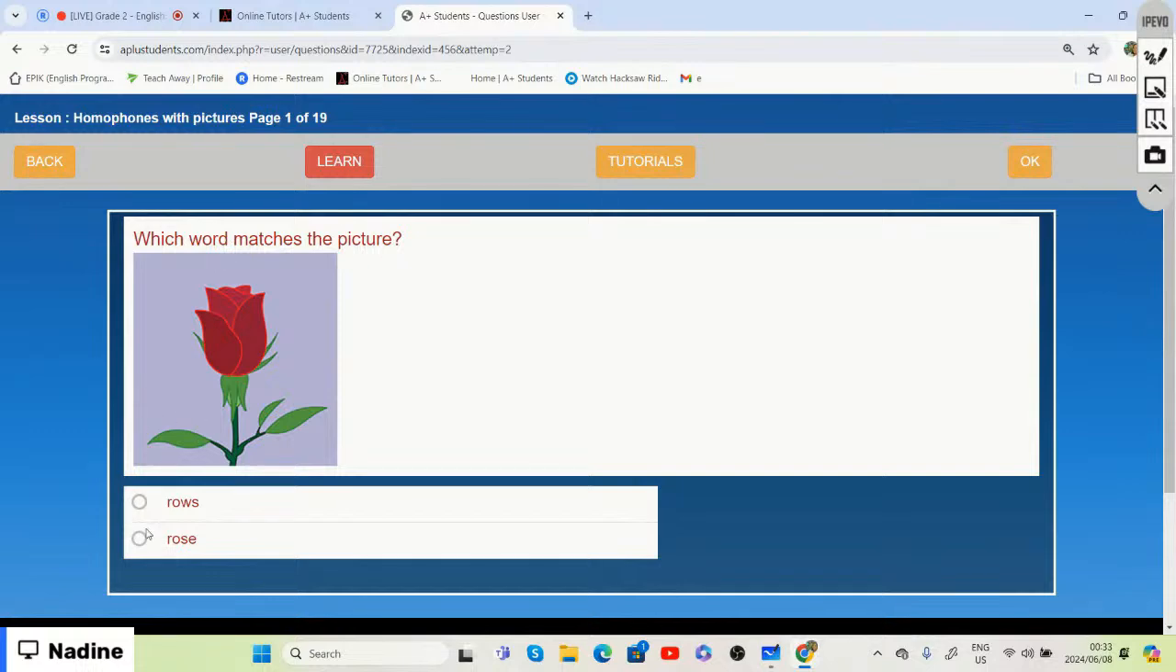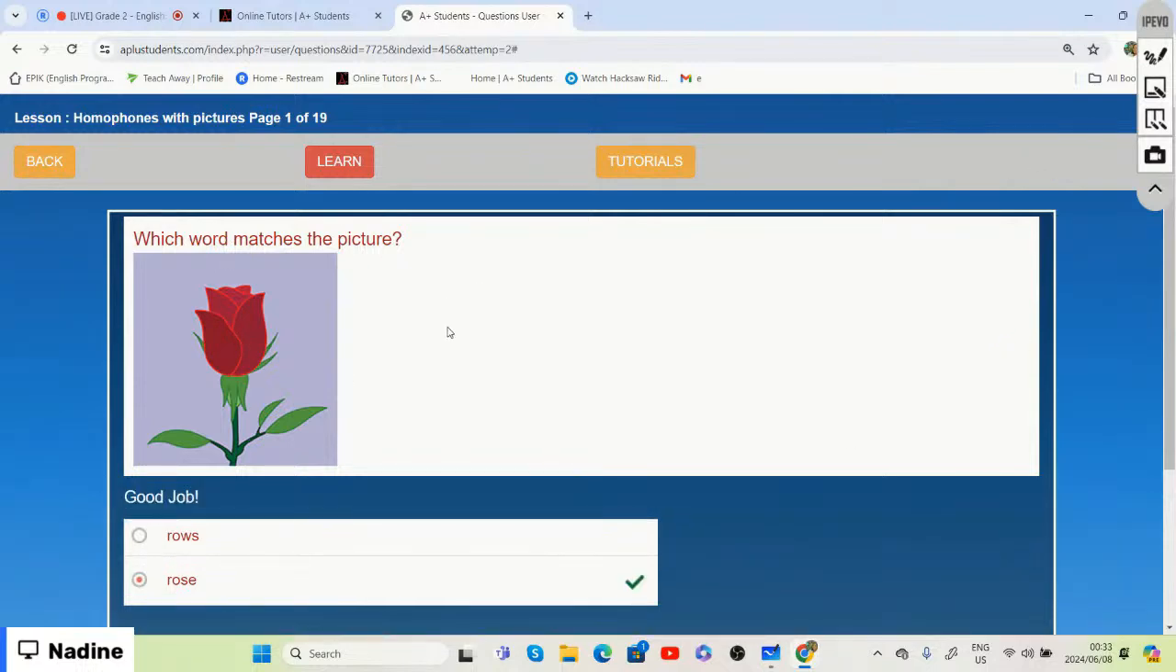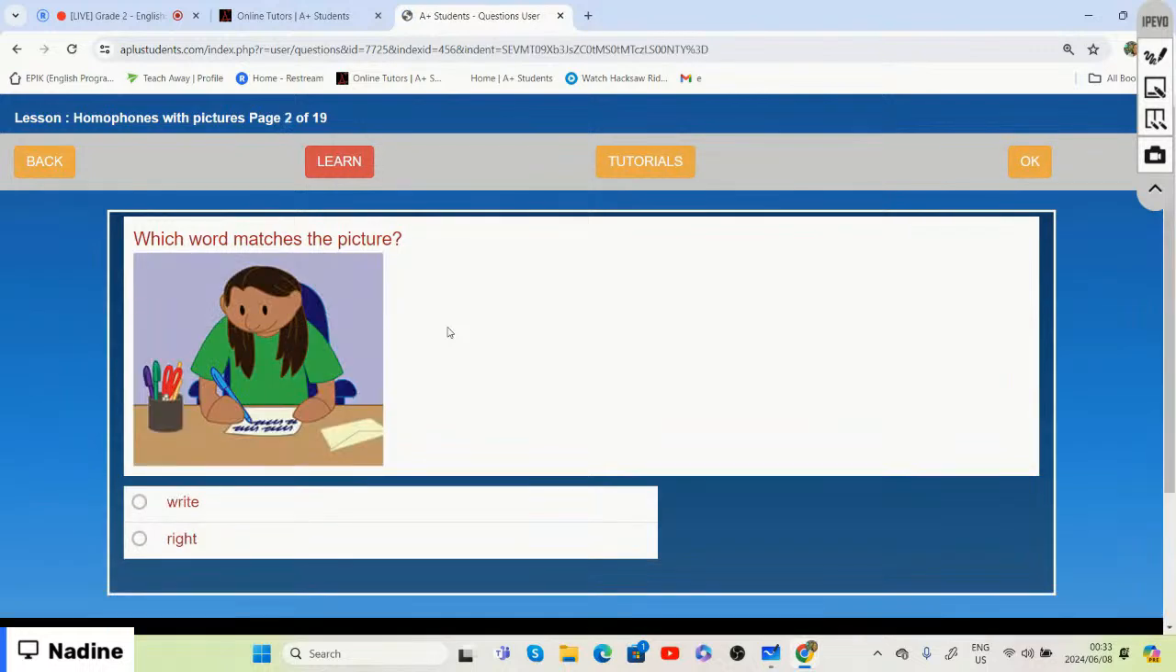So we say the second option matches the picture. Yes, well done. Which word matches the picture? Is it the first option, which is right?